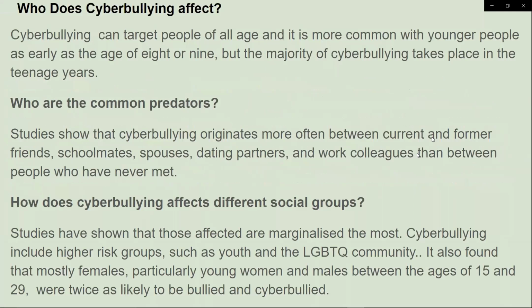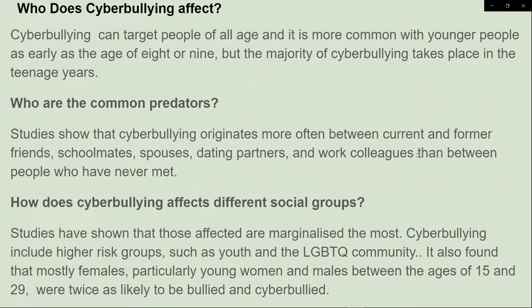Who does cyberbullying affect? Cyberbullying can target people of all ages, and it is more common with younger people as early as the age of 8 or 9, but the majority of cyberbullying takes place in the early teenage years. Who are the common predators? Studies have shown that cyberbullying originates more often between current and former friends, schoolmates, spouses, dating partners, and work colleagues than between people who have never met.